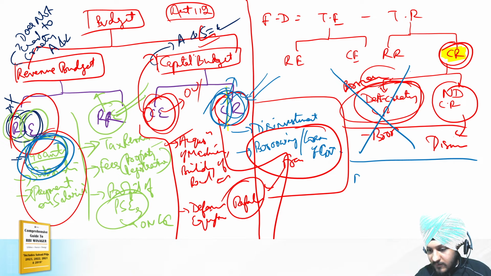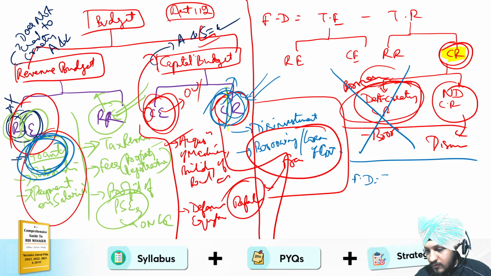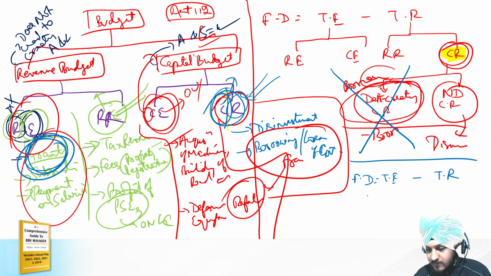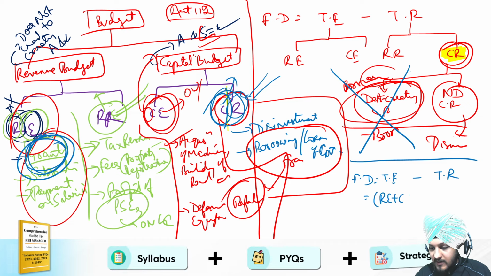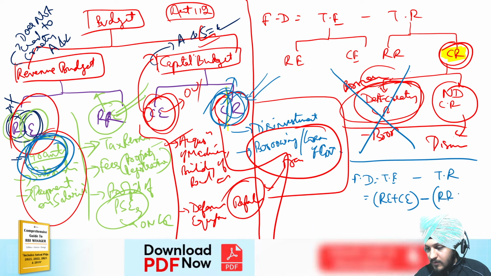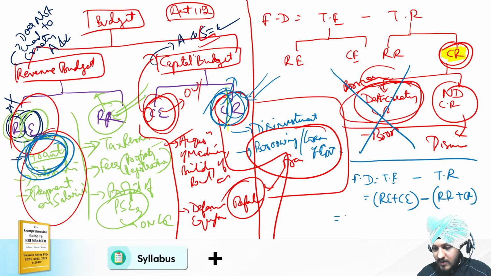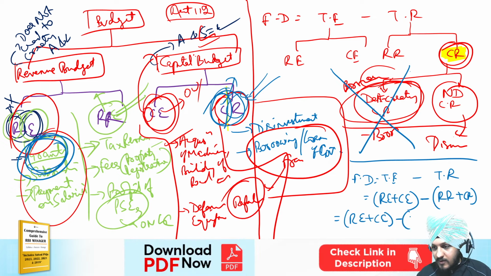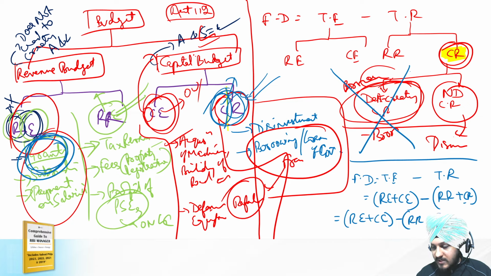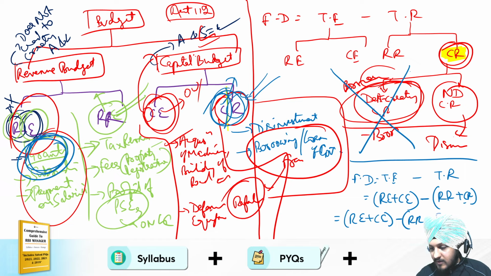If we write down the formula of fiscal deficit, it is the total expenditure minus the total receipt. Understand it very carefully. The total expenditure is the revenue expenditure plus the capital expenditure, minus the total receipt, which will be the revenue receipt plus the capital receipt. Now if we break down this formula further, the capital receipt includes the debt creating capital receipts and the non-debt creating capital receipts.